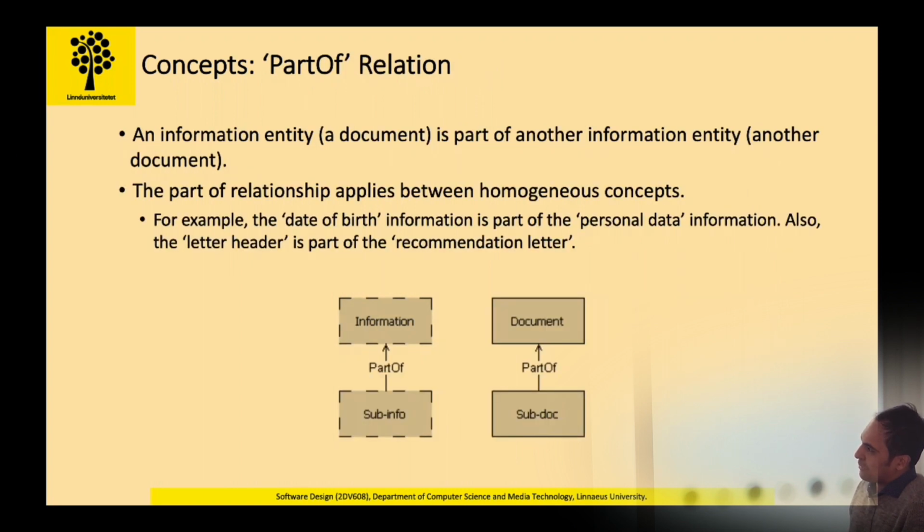Part of relationship. So information can always be part of another information. A document can be part of another document. So this is a simple composition in UML.